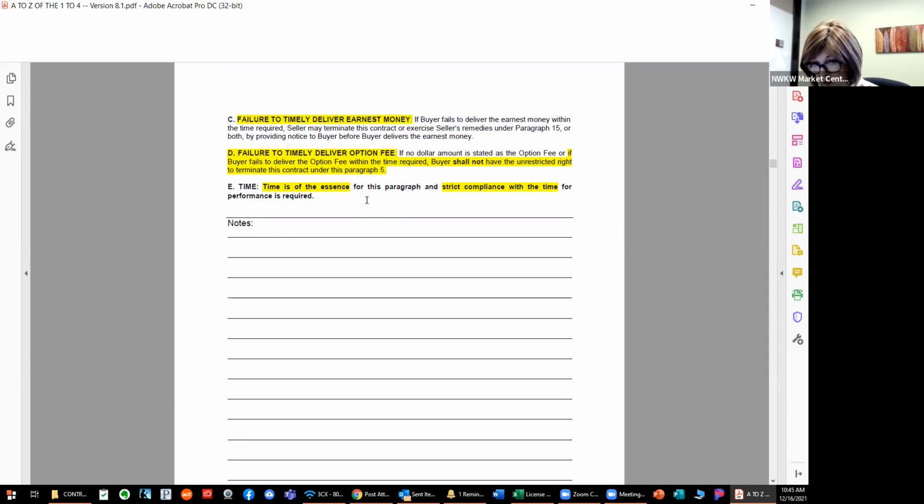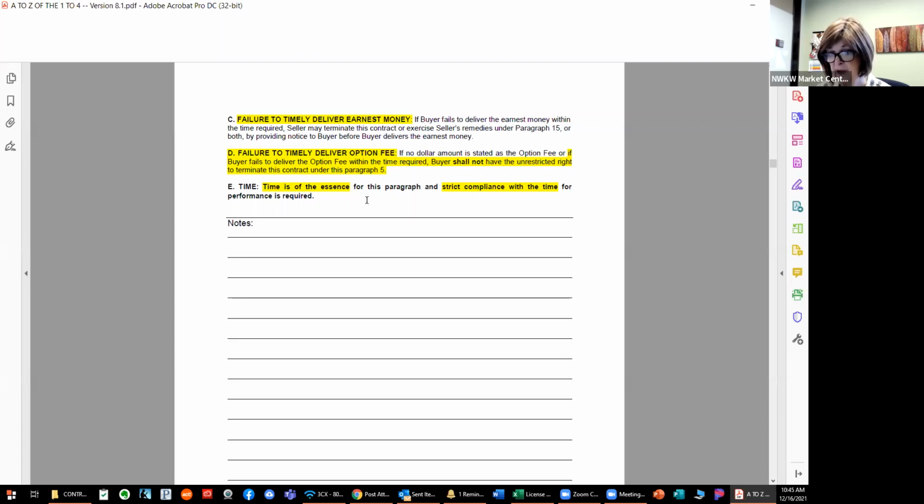Well, option should have already been paid, but if they don't have option or earnest money, is it both or is it one? I think I got the terms confused, because earnest has nothing to do with option, right? The option money is separate. Correct. Disregard.